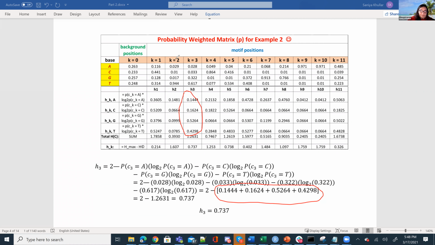And then we sum them up, and we get this value here. We subtract this value from 2, and then we get this value here. We just take 2 minus what this value is, and that's what it gives us. So that's for the third spot in the motif. We've gotten the height there.